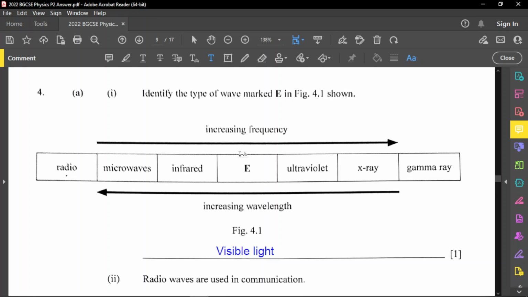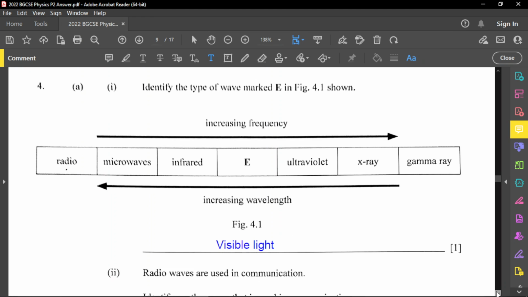And so you have increasing frequency going towards the right, coming from radio wave into gamma wave, and you have increasing wavelength from gamma ray into radio wave. And all these waves are members of the electromagnetic wave. And so the only one that is missing here is visible light. So that answer is visible light.